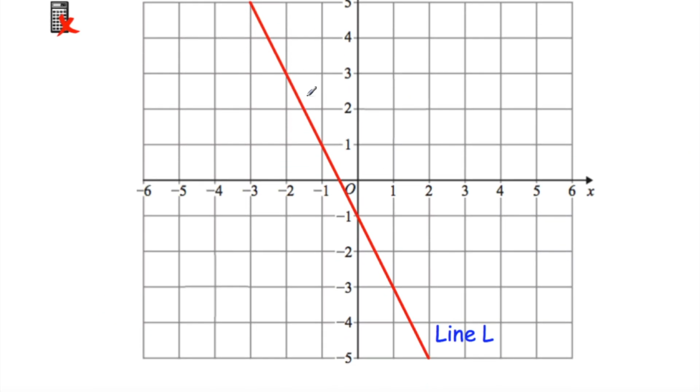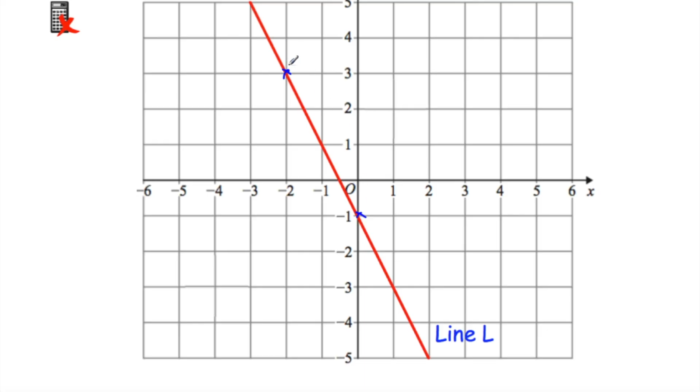So let's choose 2 points on this line. I'm going to choose this point here, the point -2, 3, and this point here, the point 0, -1. Now you may choose different points, and that's fine. Whenever you choose those points and you do the rise divided by the run, you'll still get the same gradient. So you have chosen this point and this point.